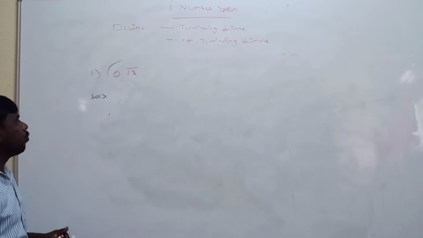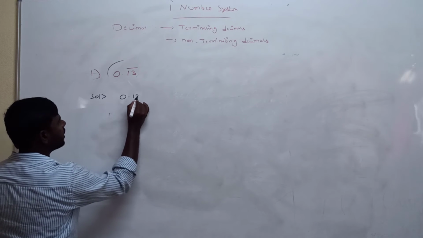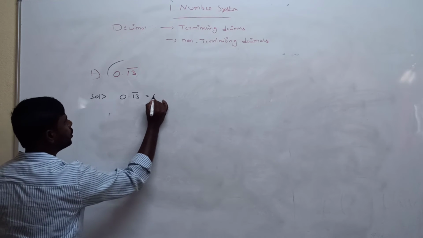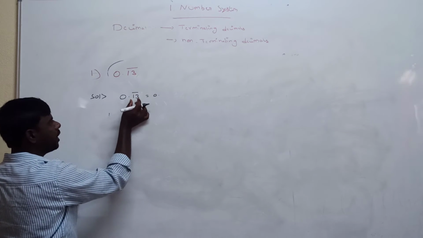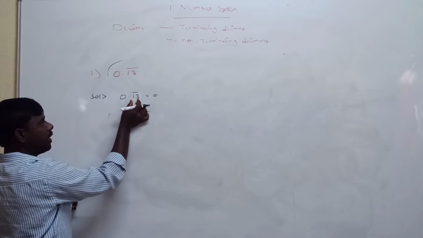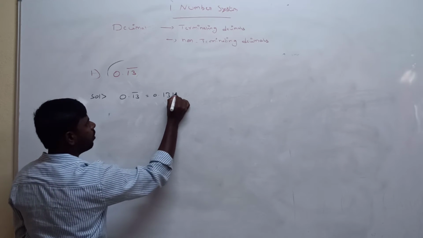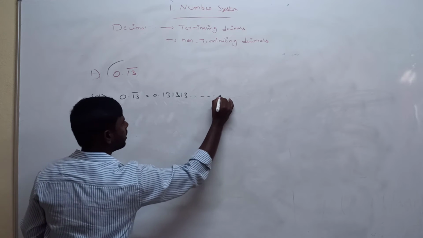0.13 bar. So what is the equivalent fraction? 0.13 bar is equal to 0. The bar lies on the two numbers. What is the number? 13 repeating many times. So 0.131313 and so on.